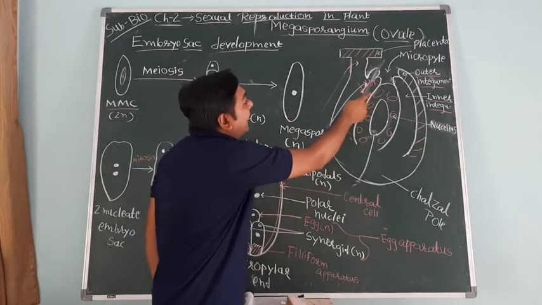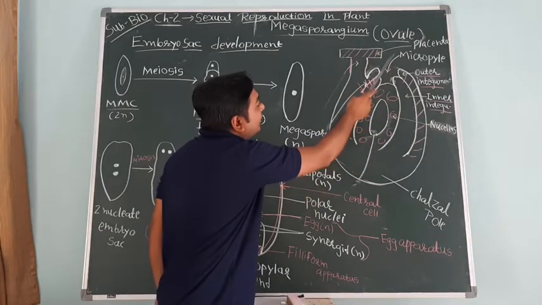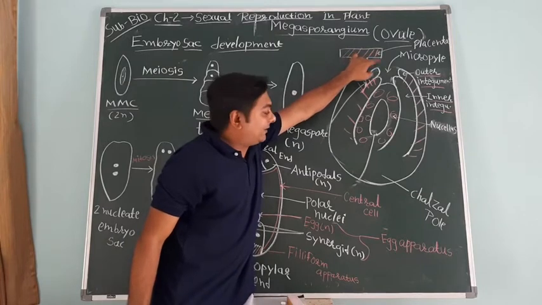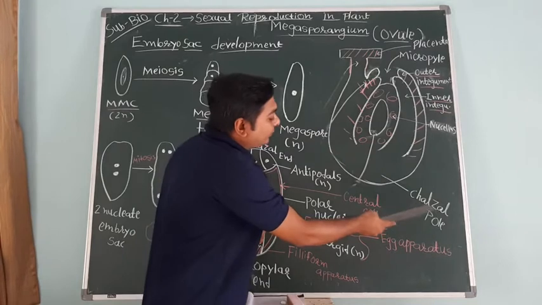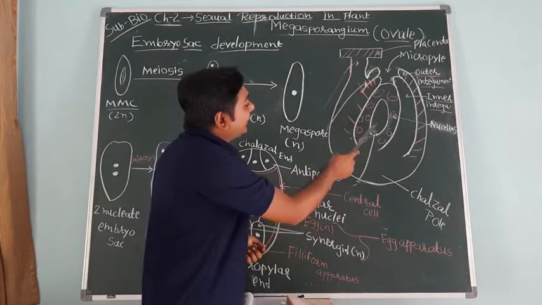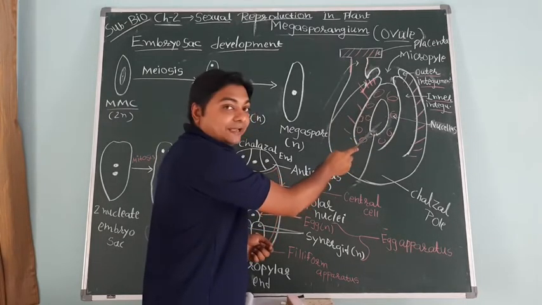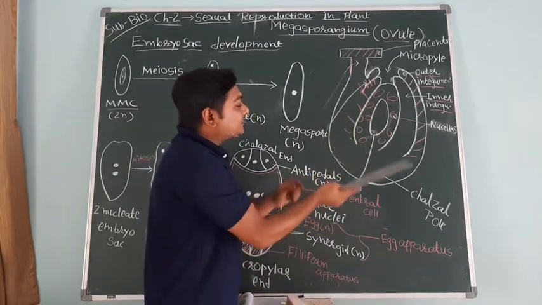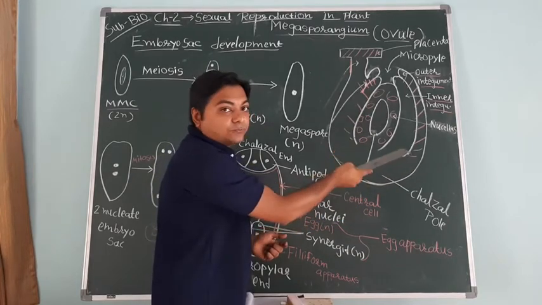Now this end of the ovule where the micropyle is located is called the micropylar end, and at the base of the ovule, the end is called the chalazal pole or chalazal end. Inside the megasporangium is the megaspore mother cell, which then develops into the embryo sac. Now let's learn the process of development of the embryo sac from the megaspore mother cell.